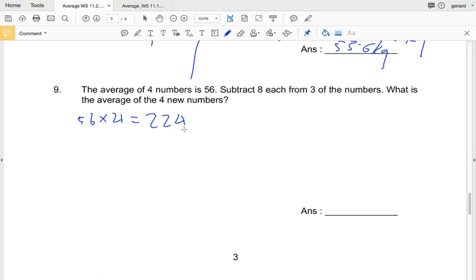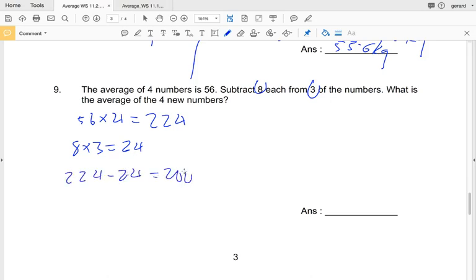Okay, I'm going to do it without the model. So if you all understand, try to follow me. If you want, you can just draw the model, you get it the same way. Subtract 8 each from 3 of the numbers. So if there are 3 numbers that you're going to subtract 8 each, all we need to do is take 8 times 3. It's the total number that you're going to subtract from this total. 8 times 3 equals 24. So we have to just deduct this 24 from the 224.